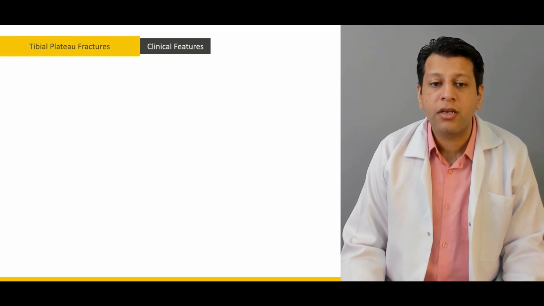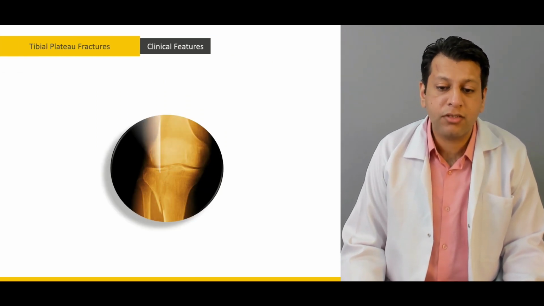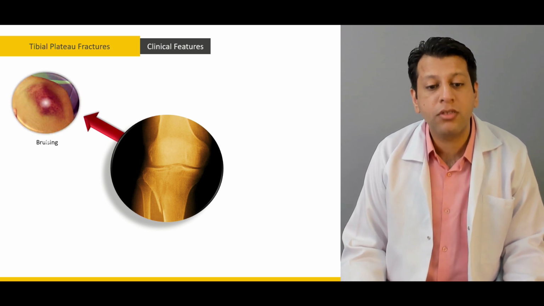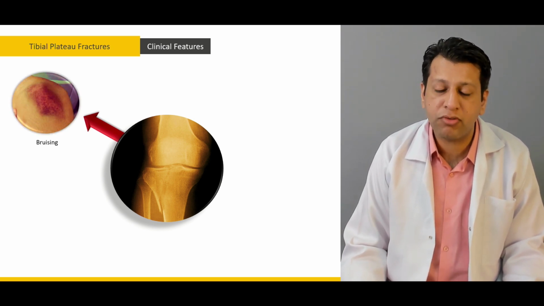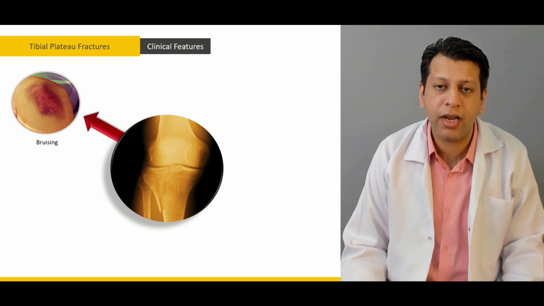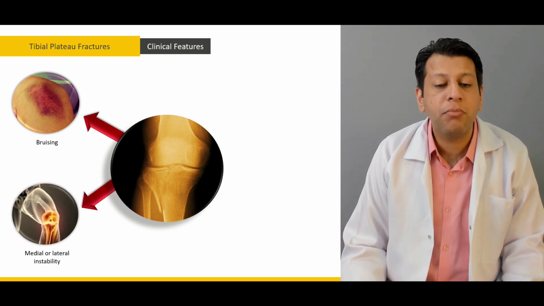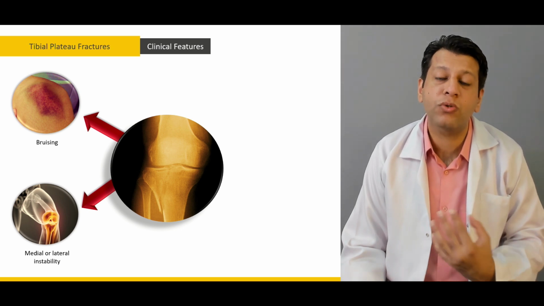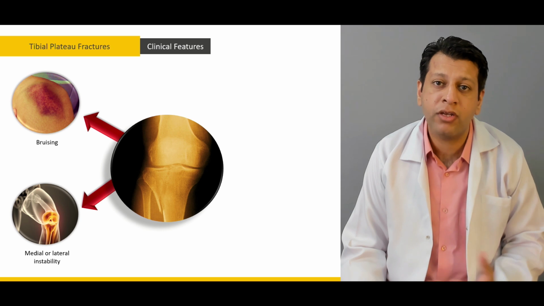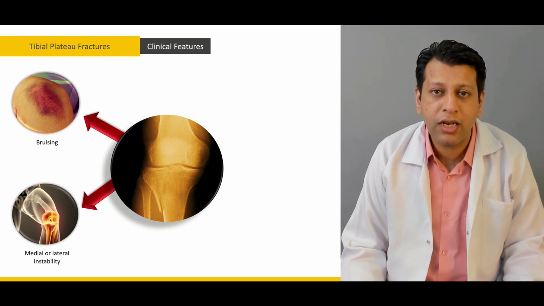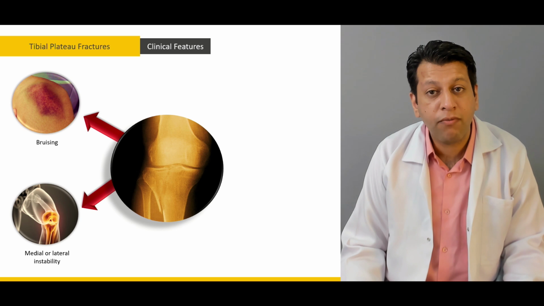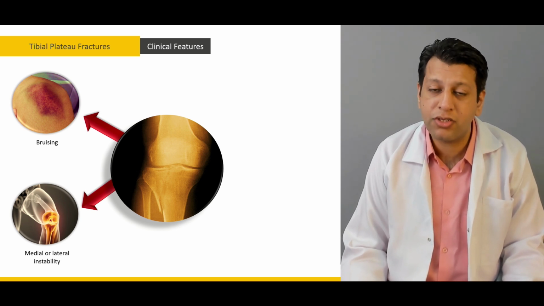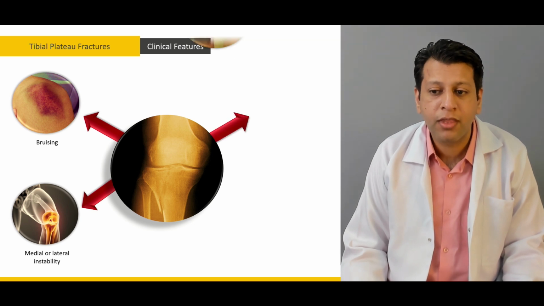Coming to the clinical features, as mostly the knee is involved, the most common feature is always the bruising over the anterior aspect of the knee, because the trauma is more on the anterior aspect. The medial or lateral instability: most commonly it is associated with lateral instability because the damage is more towards the lateral side. But in type 4 injury, in which the medial condyle is involved, there may be associated medial collateral ligament injury leading to medial instability.